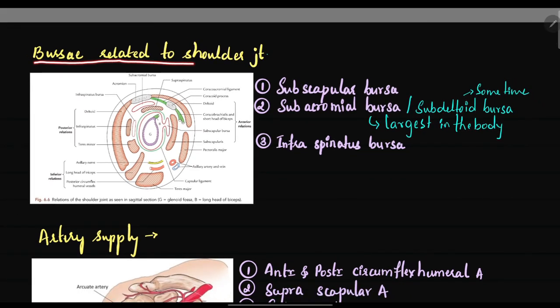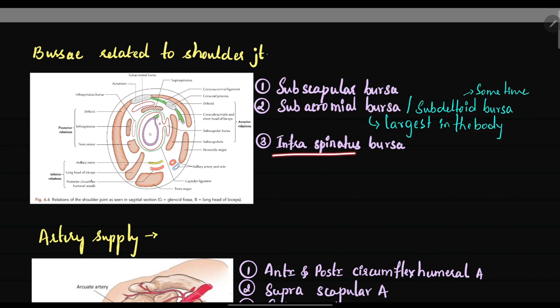Now the bursae related to the shoulder joint. There are mainly three bursae related with the shoulder joint: the subscapular bursa and the subacromial bursa. Subacromial bursa, you can see here, this is the subacromial bursa, and this is the acromial process of the scapula. Sometimes this subacromial bursa is also called the subdeltoid bursa, right? And this bursa is the largest in the body.